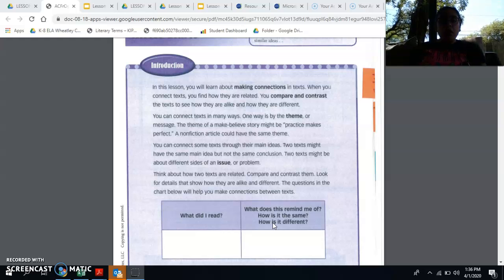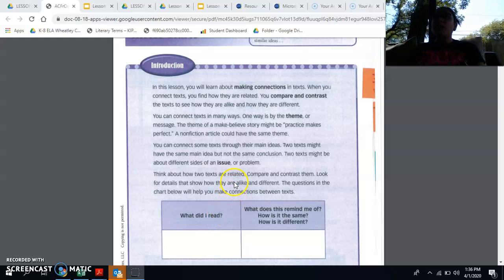same or different. The themes could be the same or different. The main ideas could be the same or different. Maybe the problem is the same or different. It's whatever you read. So when you're reading, you want to ask yourself, what did I read? What was the purpose? What was the gist?